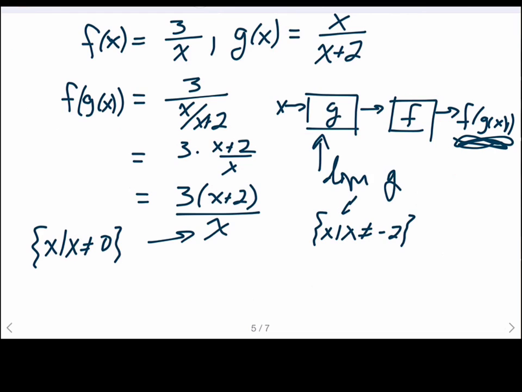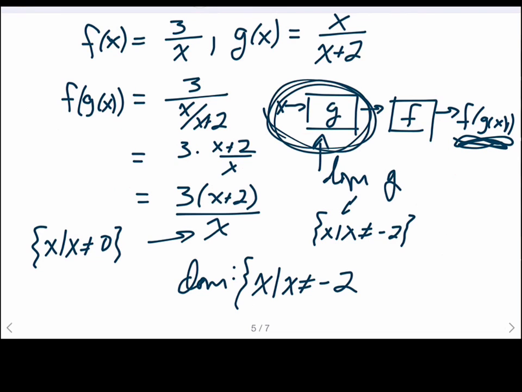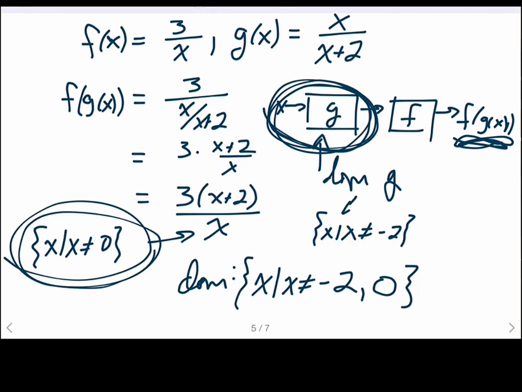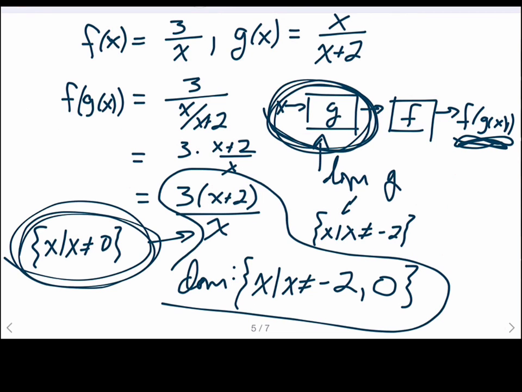For the whole composition, the domain has to exclude all the values that had to be excluded before. So, the set of x such that x does not equal -2 because of the first function that any value would go into, or 0 because that's what we pick up when we have the resulting function. So here's the function and its domain.